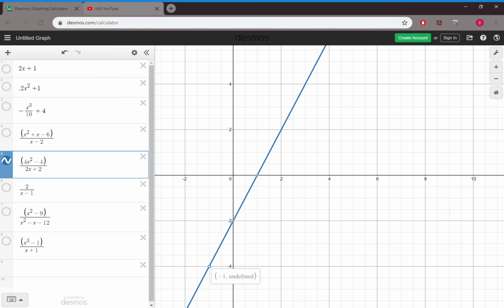And again, we can understand why by plugging minus 1 into our function right here. We get 4 minus 4, so we get a 0 on top, and we get a minus 2 plus 2, so we get a 0 on the bottom. So again, if we plug minus 1 into this function, we get 0 divided by 0 again, which breaks some of our rules, right? So this is why there's a hole right here at x equals minus 1, and the y value is undefined.